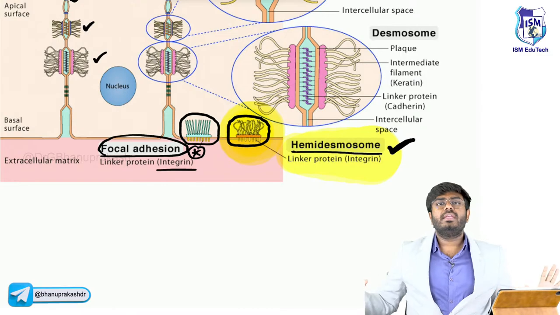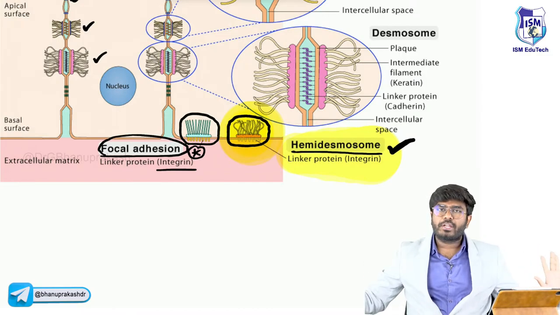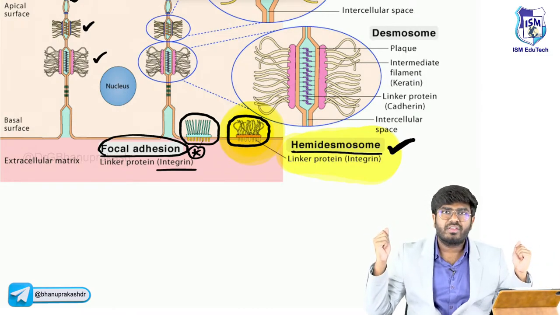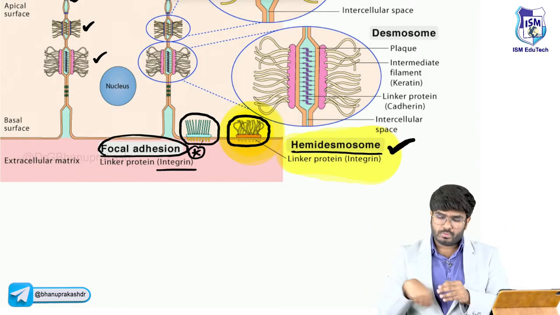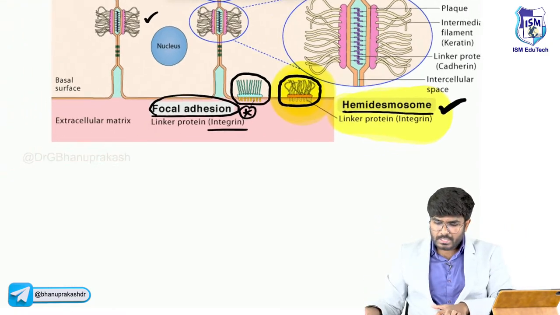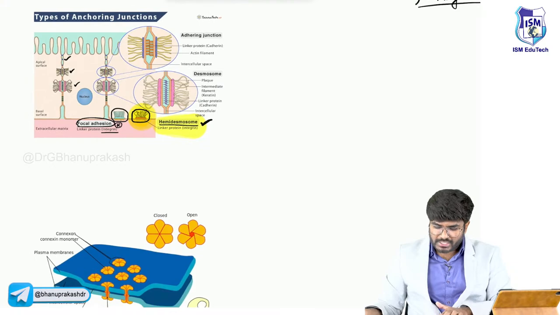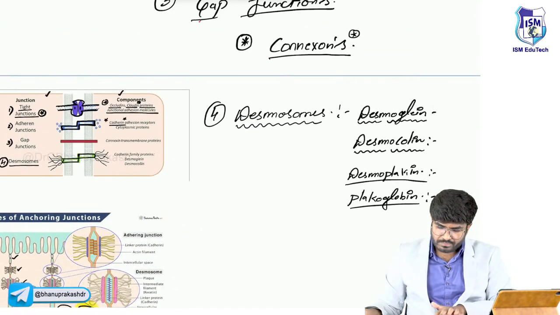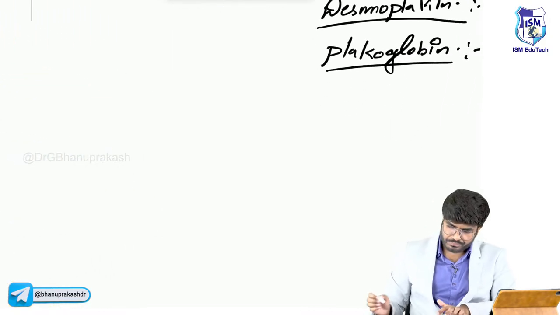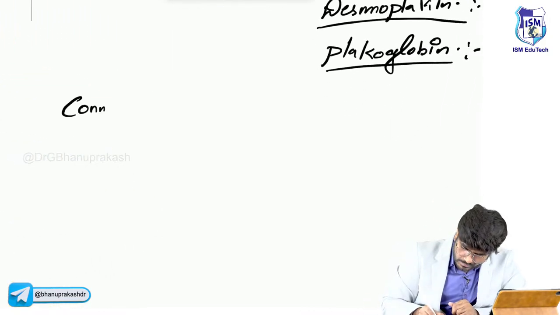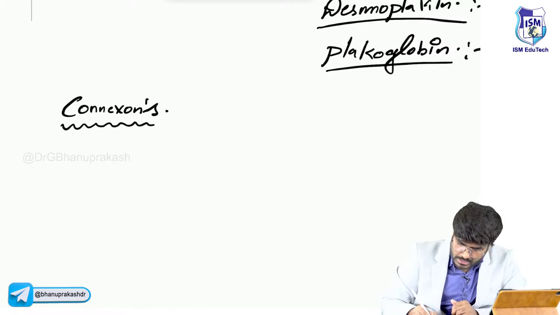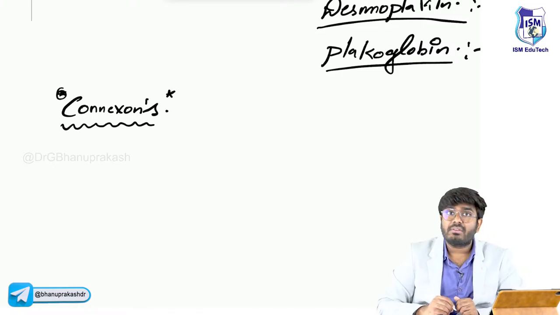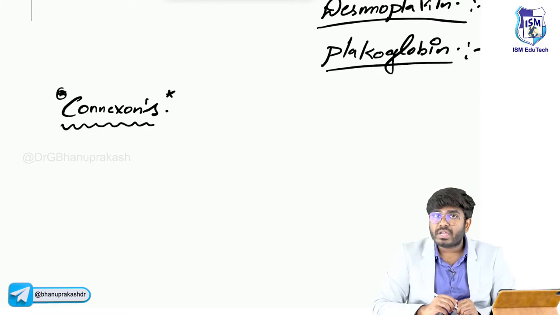Now, from the exam point of view, imagine you are the one giving the next exam. So what you should know? I have explained the concept. Now, where have we studied about the connexons? I will tell you important MCQs. Where have we studied about the connexons? Connexons are the molecules which are involved in what?